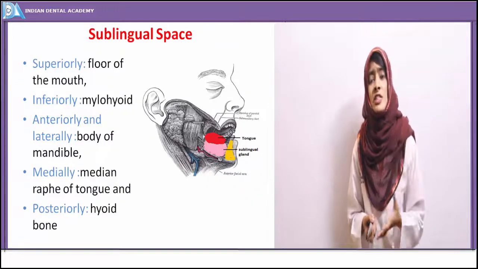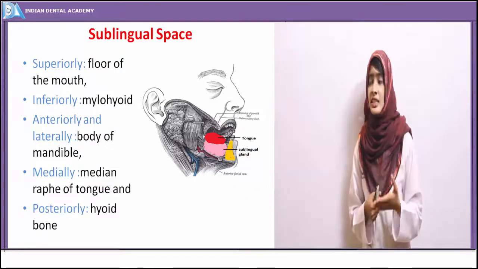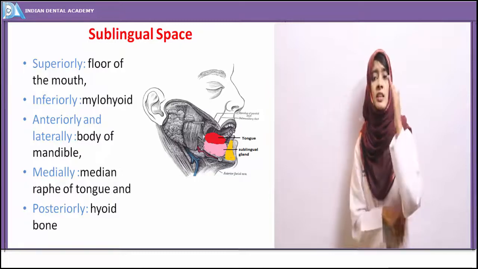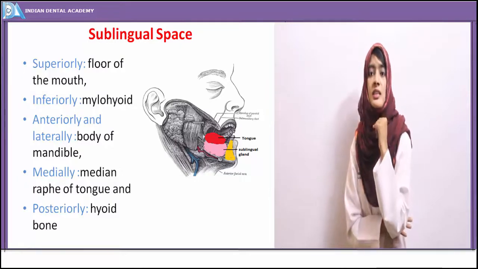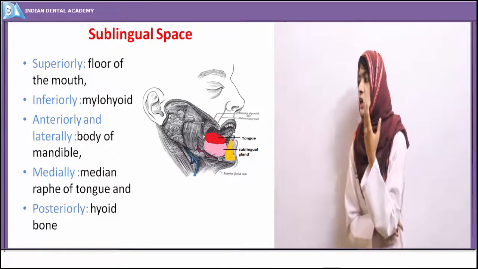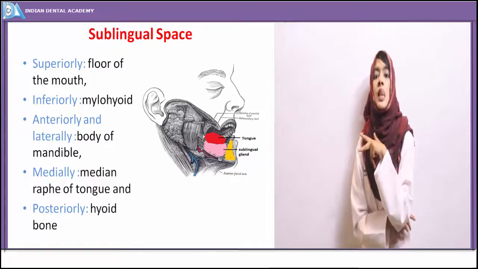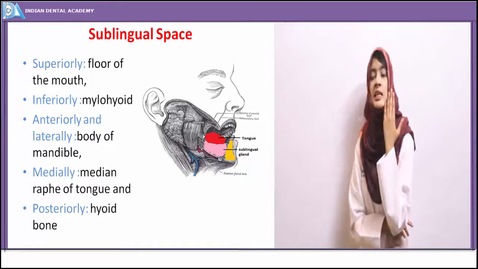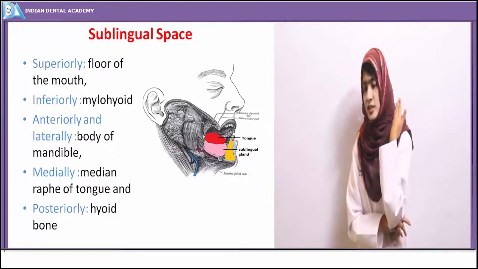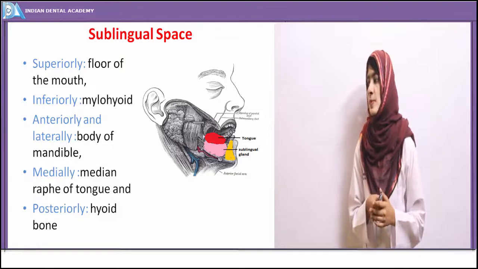Okay, the sublingual space is a space infection present anteriorly. It is seen here below the level of the submandibular space. Superiorly it is bounded by the floor of the mouth, inferiorly by the mylohyoid muscle, anteriorly by the body of the mandible, and posteriorly by the hyoid bone. So this seems to be the region for occurrence of the sublingual space.